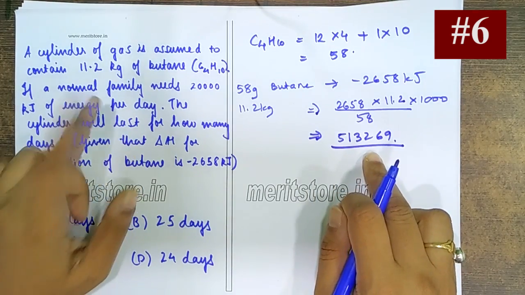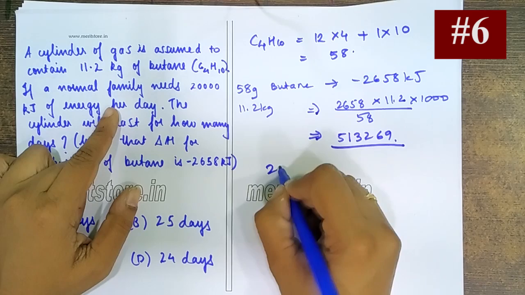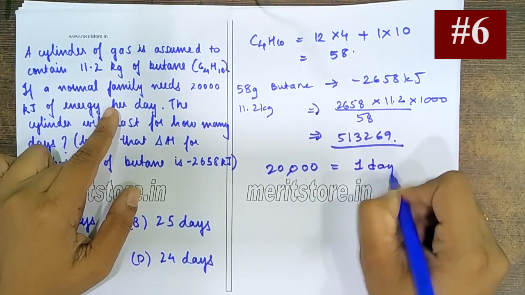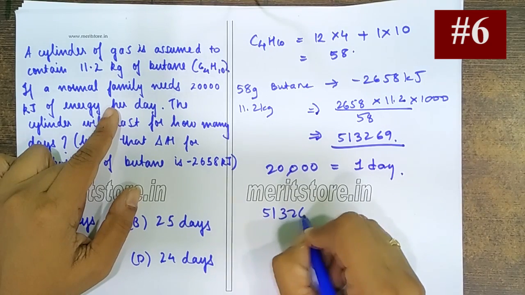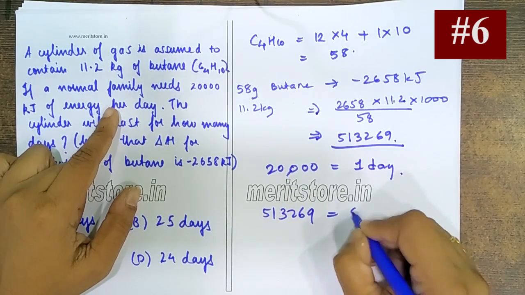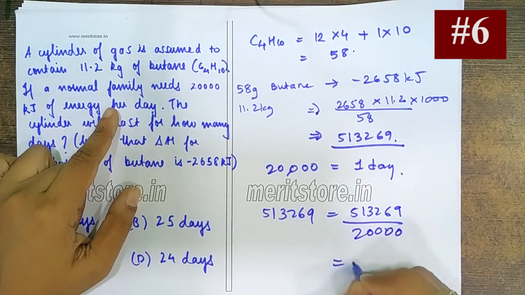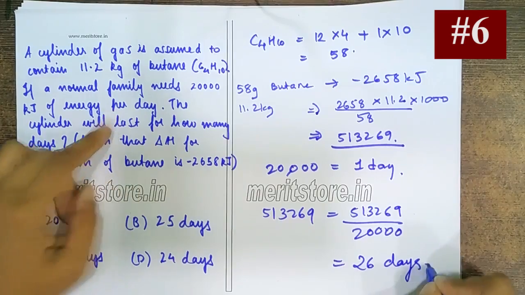So one cylinder contains this much energy. Now a family consumes 20,000 kilojoule of energy in one day. So in how many days will it consume 513269? So 513269 divided by 20,000 comes out to be 26 days. Option C.